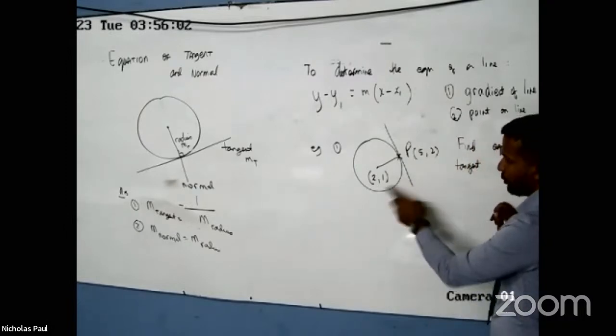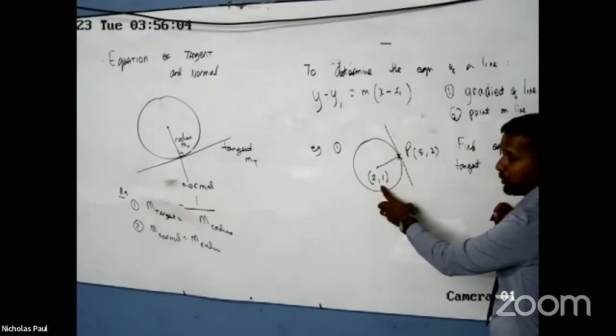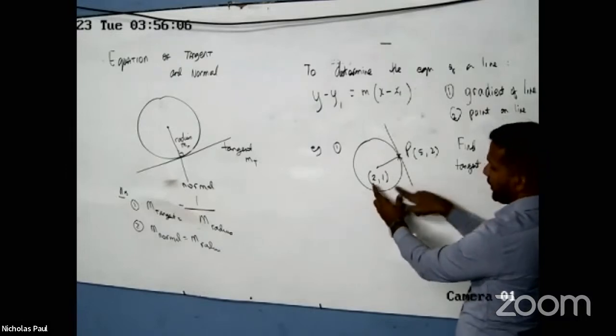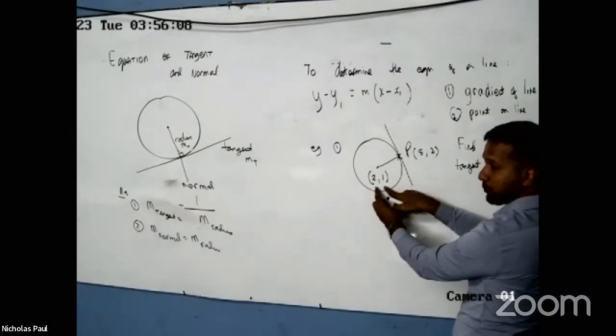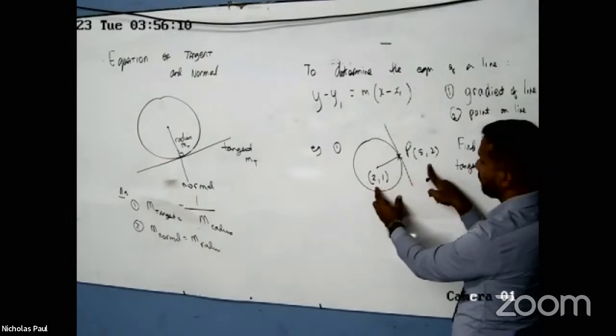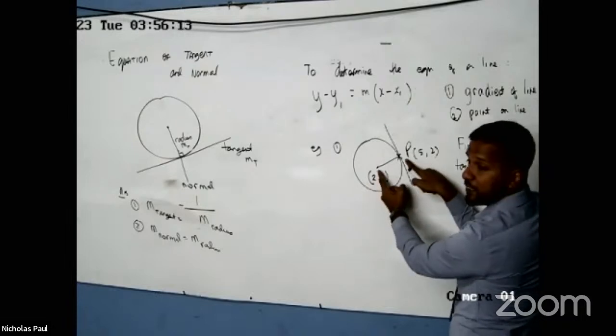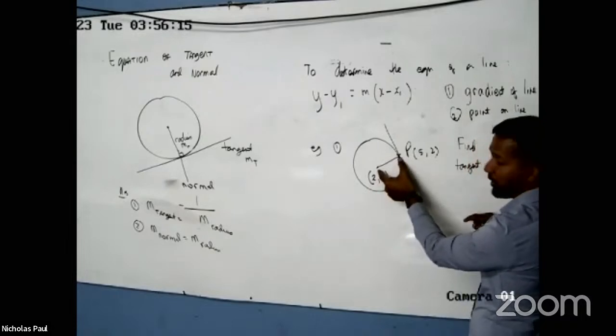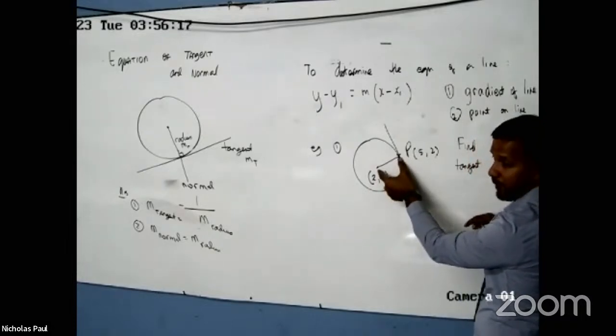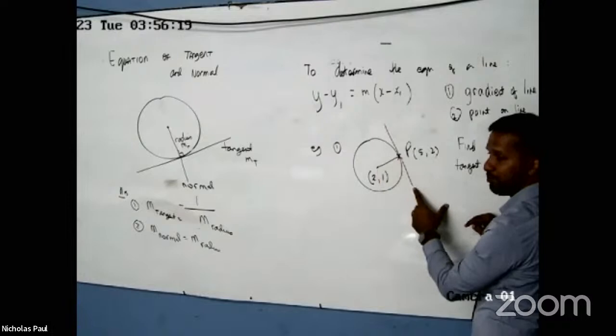So you'll use this as x2, y2. Excellent. So we're using these 2 points to find the gradient of the radius. How do we get the gradient? This line here.